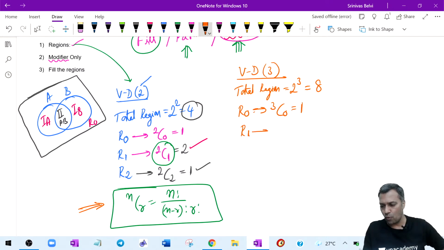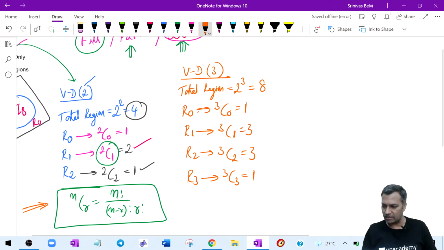How many regions of 1s? 3C1, which is equal to 3. How many regions of 2s? 3C2, which is equal to another 3. How many regions of 3s? Which is 3C3, which is equal to 1. So that is what you do there.